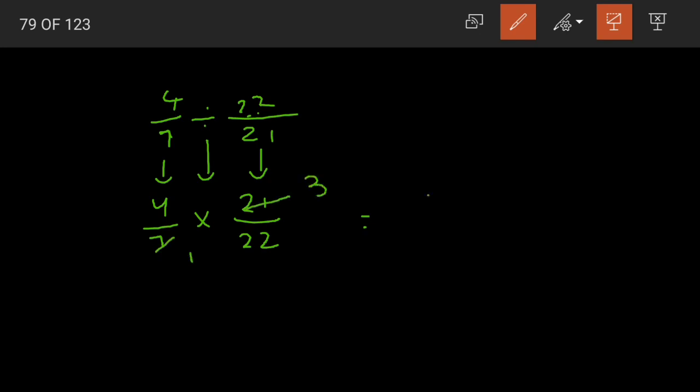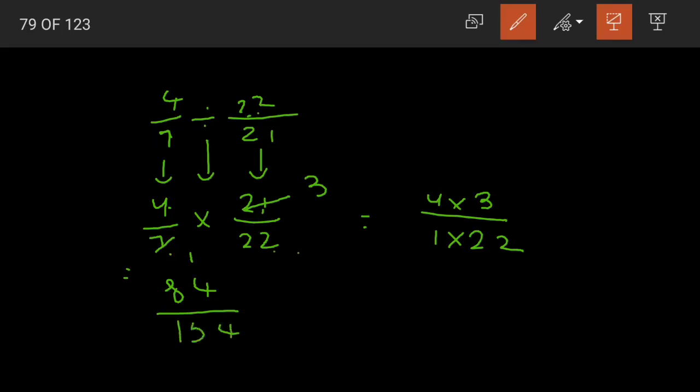Now next, see what you can do here: 7 ones are 7, 7 threes are 21. Isn't this correct, children? So you can go for 4 into 3 divided by 1 into 22. Or else, if you are not comfortable, 4 into 21 becomes 84, divided by 7 into 22. 7 twos are 14, 154. We have this. Now you can divide both by 7 and get the answer. Okay, here 12 by 22 is our answer.